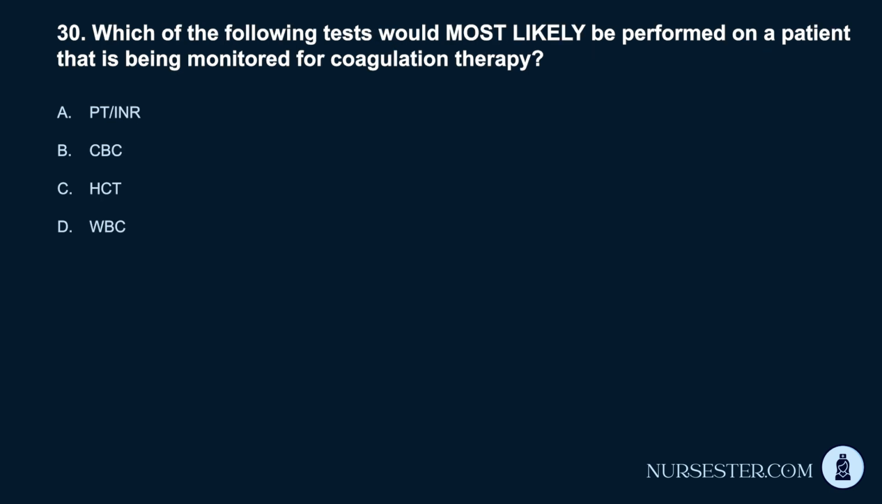30. Which of the following tests would most likely be performed on a patient that is being monitored for coagulation therapy? A. PT/INR. B. CBC. C. HCT. D. WBC. Correct answer, A.